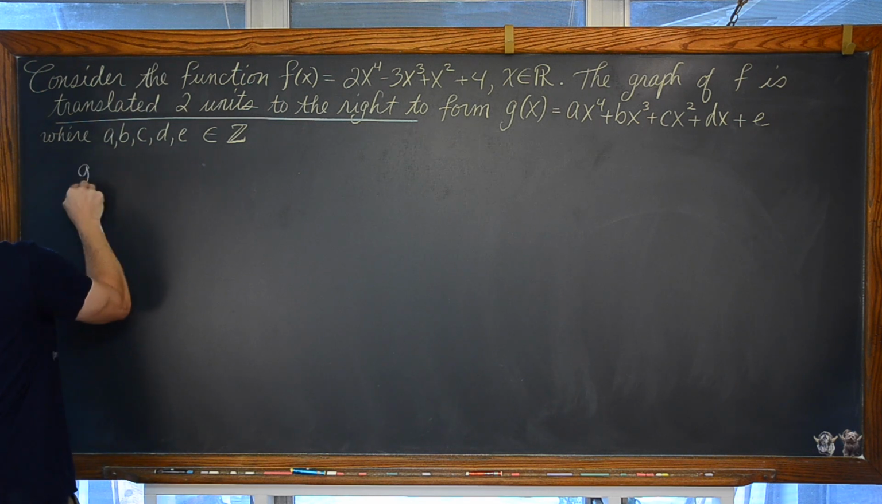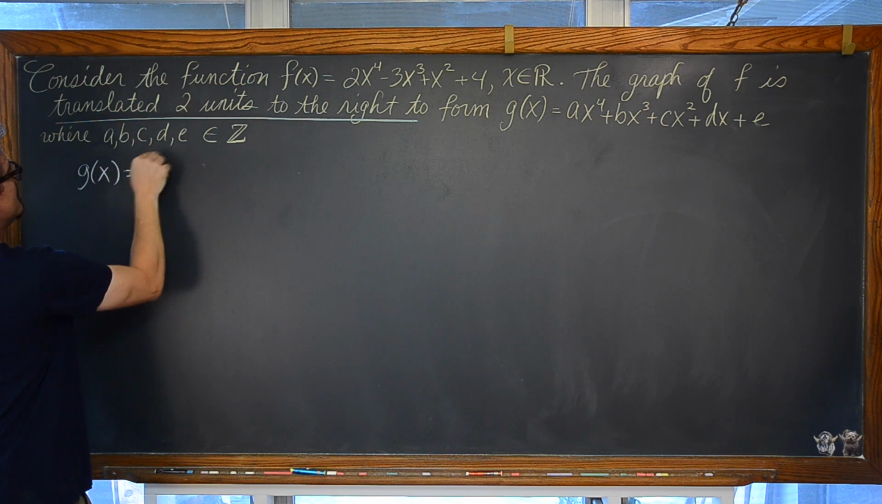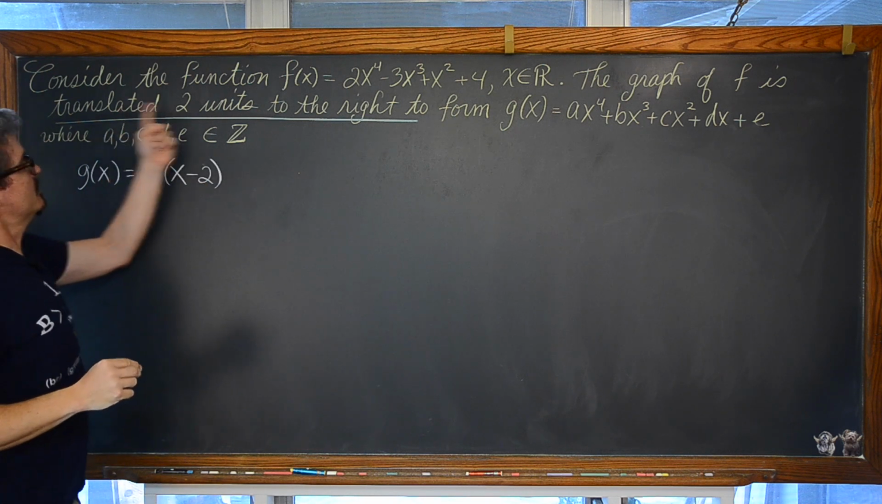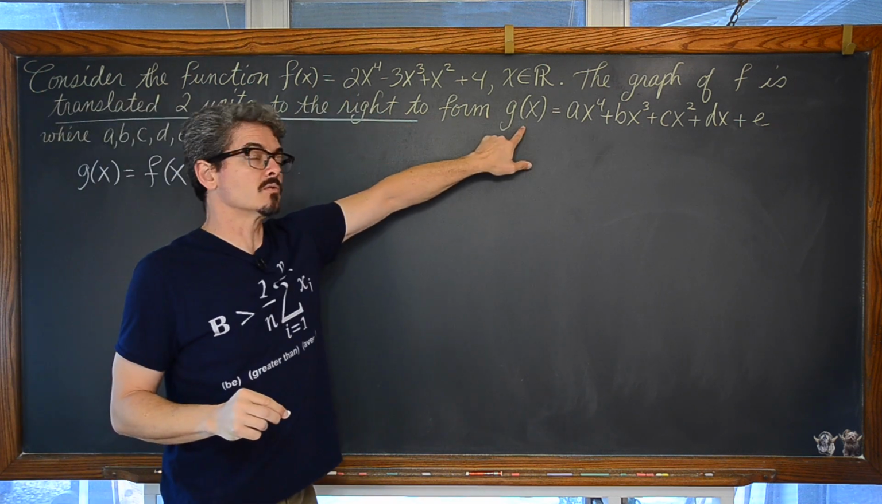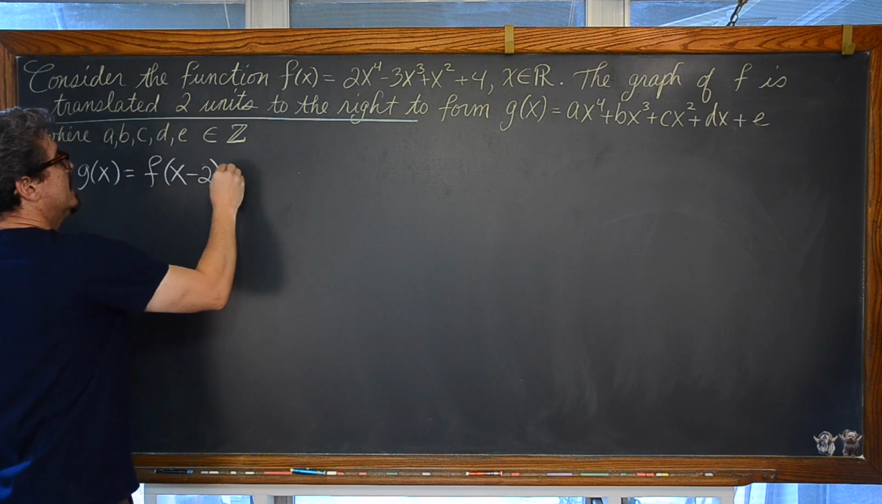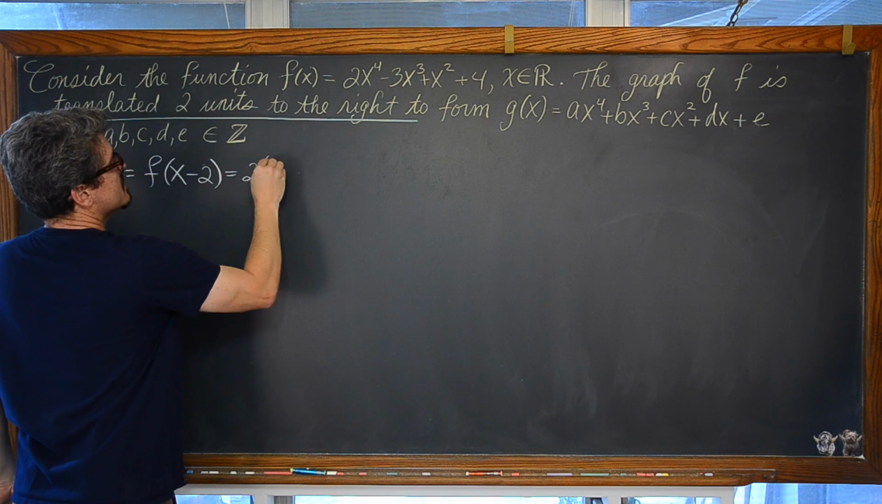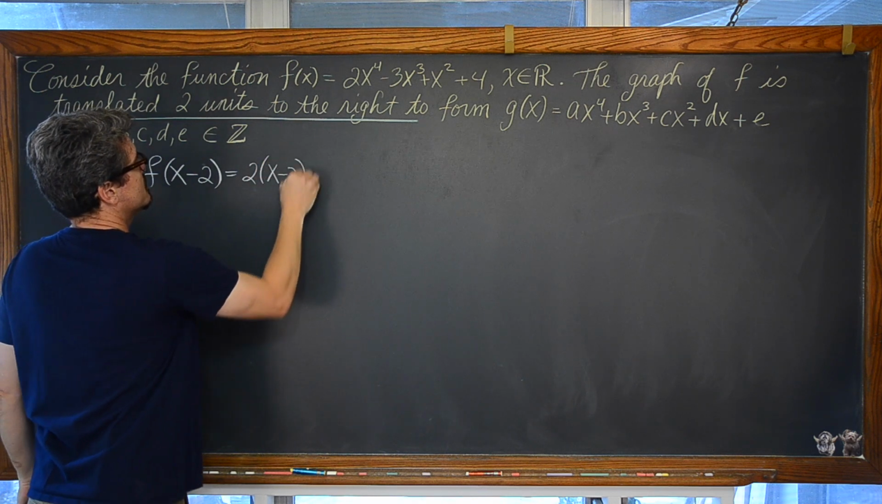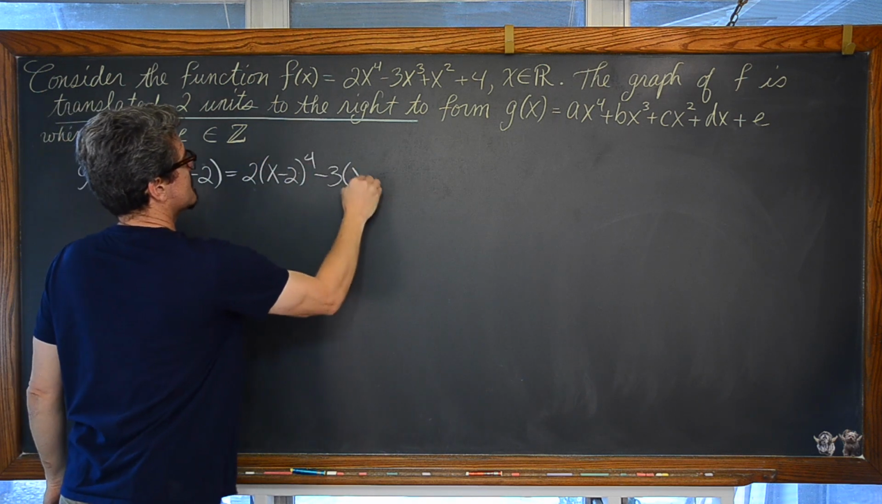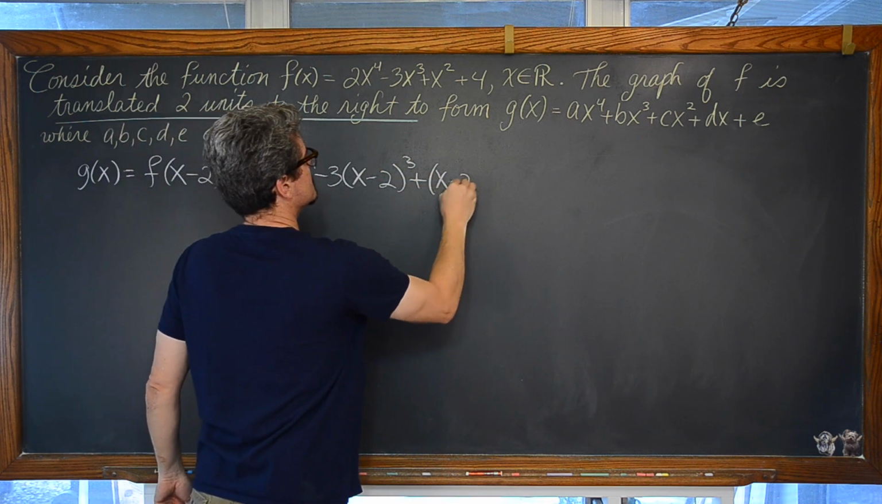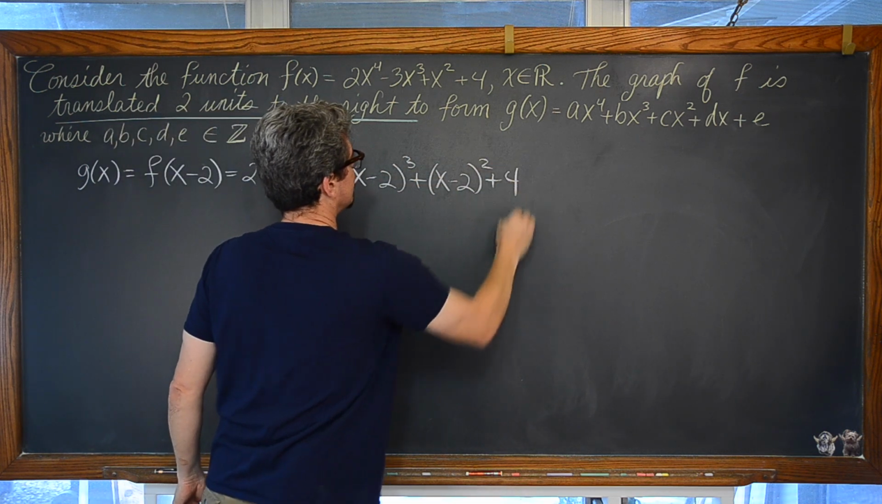So g of x is actually going to be f of x minus 2, because we moved this function f 2 units to the right to define function g. And of course, that's going to be what? It's going to be 2 times x minus 2 to the 4th minus 3 times x minus 2 to the 3rd plus x minus 2 squared plus 4.